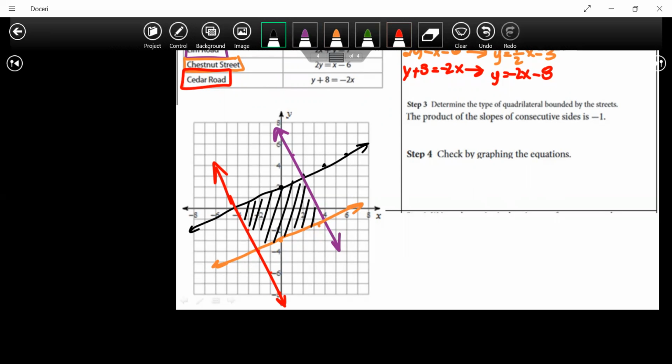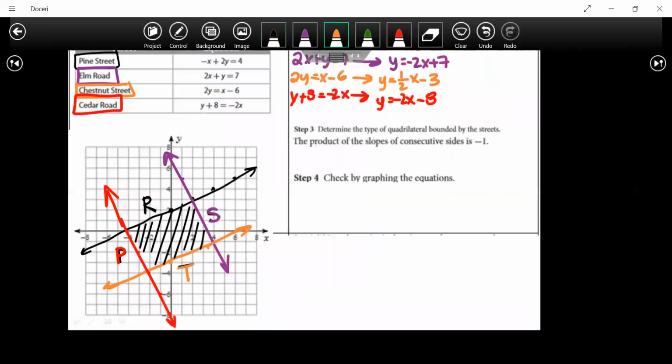Just to help me out, I'm going to label the lines. The top side of this is going to be, let's give them different names, R, S, T, and P. These are the sides whose slopes we're going to look at. And we'll do them in the same color they're associated with. So this will be P. This will be our slope for R. S will be in purple. Orange will be T. Okay, just so we can associate with that.